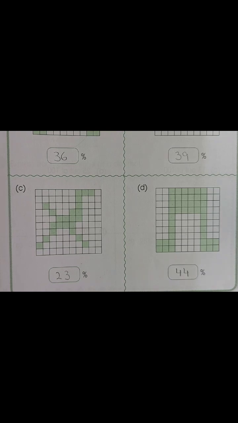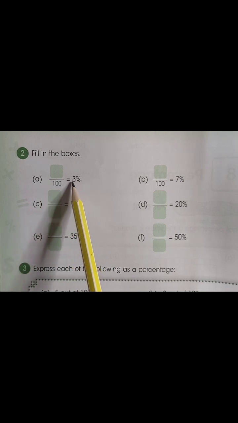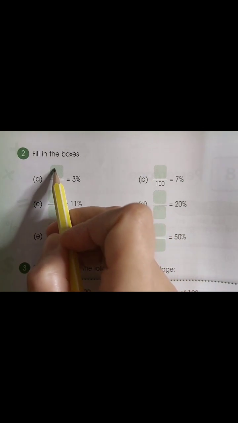Now move on to question number 2. Question number 2 is fill in the boxes. Part A is dash upon 100 is equal to 3%. So what we have to divide out of 100 so that we get 3%. They are asking that 3% means 3 out of 100, 3 parts out of 100. So when we divide 3 out of 100, we will get 3%.